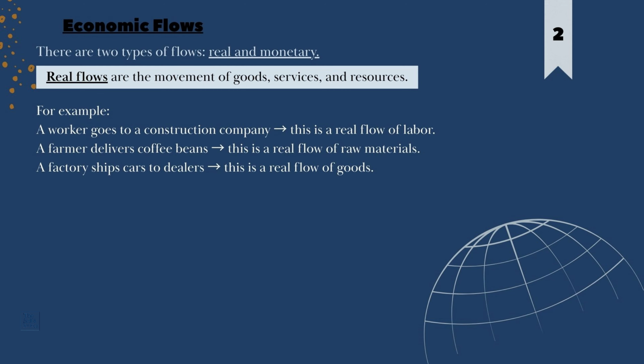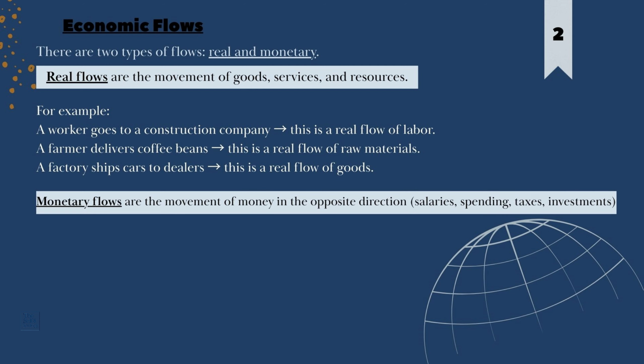For example, a worker goes to a construction company. This is a real flow of labor. A farmer delivers coffee beans. This is a real flow of raw materials. A factory ships cars to dealers. This is a real flow of goods.